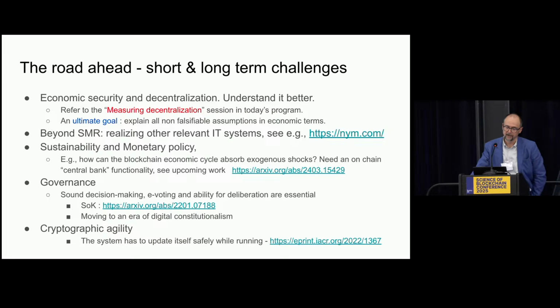In terms of sustainability and monetary policy, an important consideration is how these systems and their economies that are built in can sustain exogenous shocks. So a functionality like a central bank, but implemented on-chain comes to mind here. And that's another interesting direction to go to.